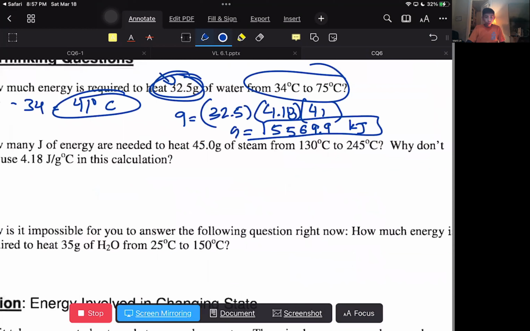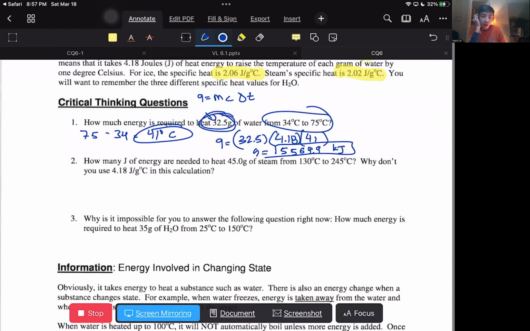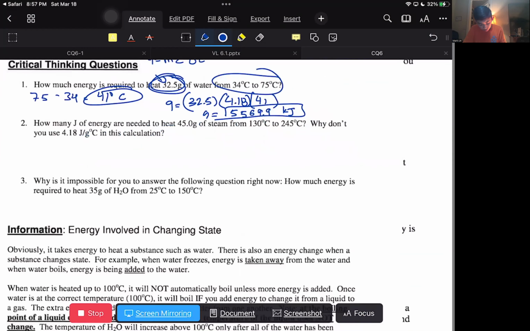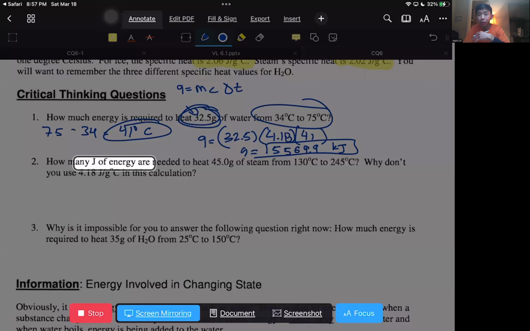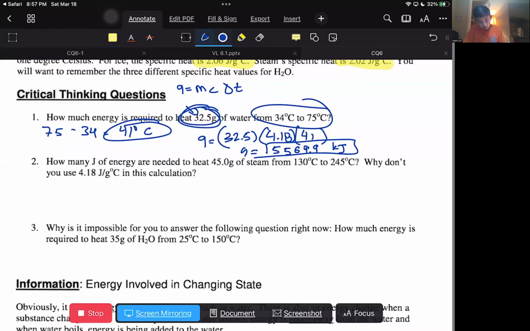How many joules of energy are needed to heat 45 grams of steam from 130 degrees Celsius to 245? Why don't you use 4.18 joules per gram degree Celsius in this calculation? So there's two questions in here. Let's focus on the first one. How many joules of energy? When it's asking for joules of energy, we automatically know we need to find Q.